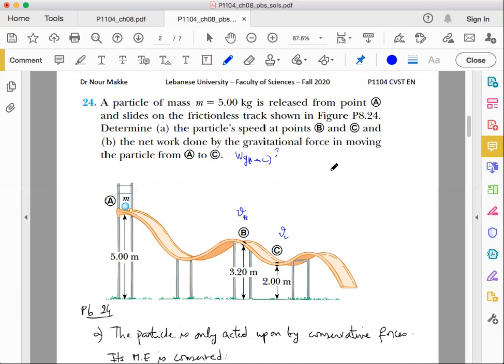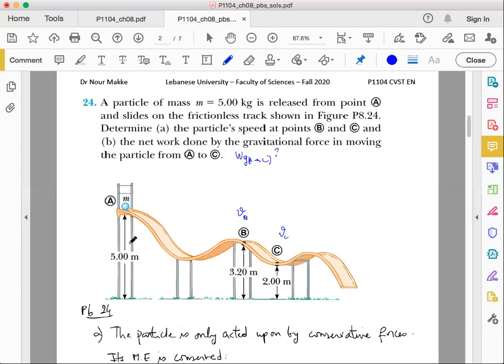Okay, let's start with the first part. So if you want to determine the speed at point B and at point C, it's very easy to do it if we have conservation of mechanical energy, right? Because the particle was released at the point A, so VA is equal to 0. However, from point A to point B, we have a decrease in the height.